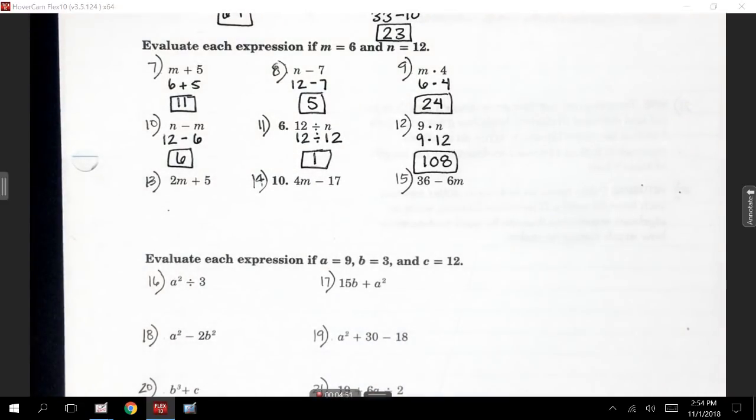Please remember, if you miss any of these, you can always pause the video, go back and rework it to make sure you're able to get the correct answer.